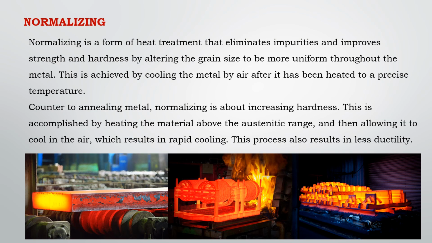Normalizing is a form of heat treatment that eliminates impurities and improves strength and hardness by altering the grain size to be more uniform throughout the metal. This is achieved by cooling the metal by air after it has been heated to a precise temperature.